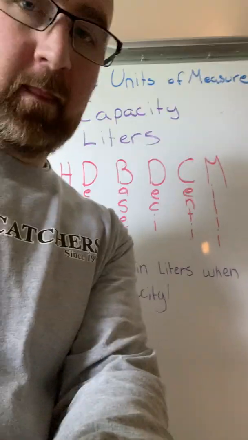Today we're going to be looking at capacity, and we're going to review really quick with our main units, like King Henry died by drinking chocolate milk. There were some questions on this, so I'm hoping to be able to clear this up today.